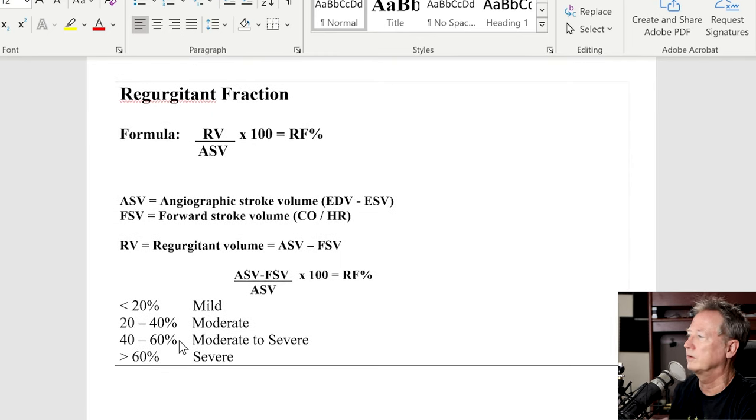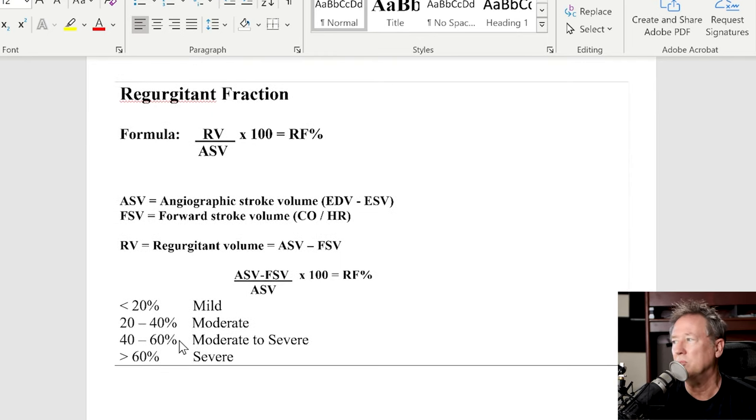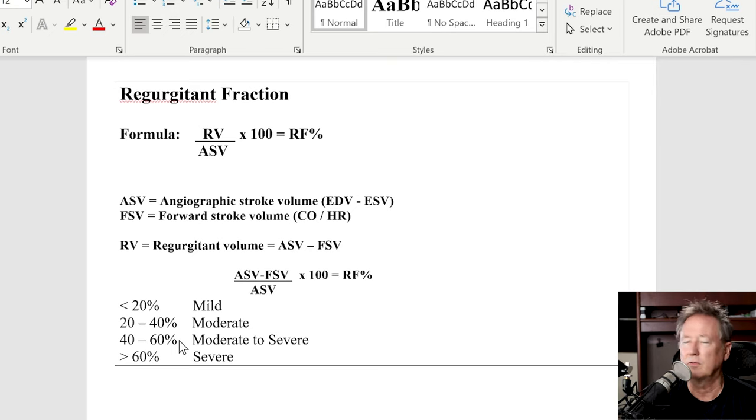of the regurgitant fraction. Less than 20% is mild. 20 to 40% is considered moderate. And greater than 40 to 60% is moderate to severe. And greater than 60% is really bad.